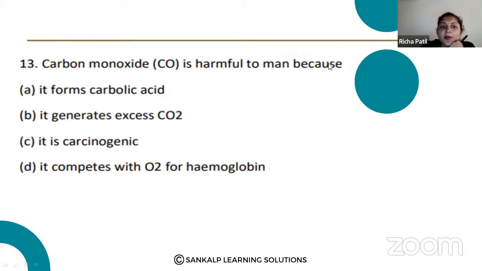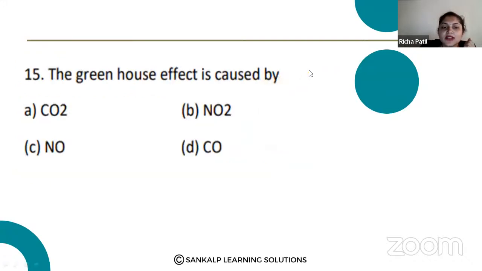Carbon monoxide is harmful to man because why? It competes with oxygen for hemoglobin. The greenhouse effect is caused by carbon dioxide. Option A.